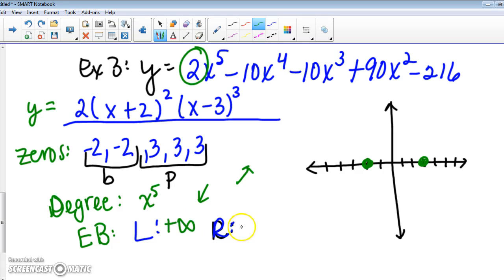That is on the chart in your notebook. Down and up. So down and up. At -2 it's going to bounce, and at 3 it's going to pass through. So it'll look like that.